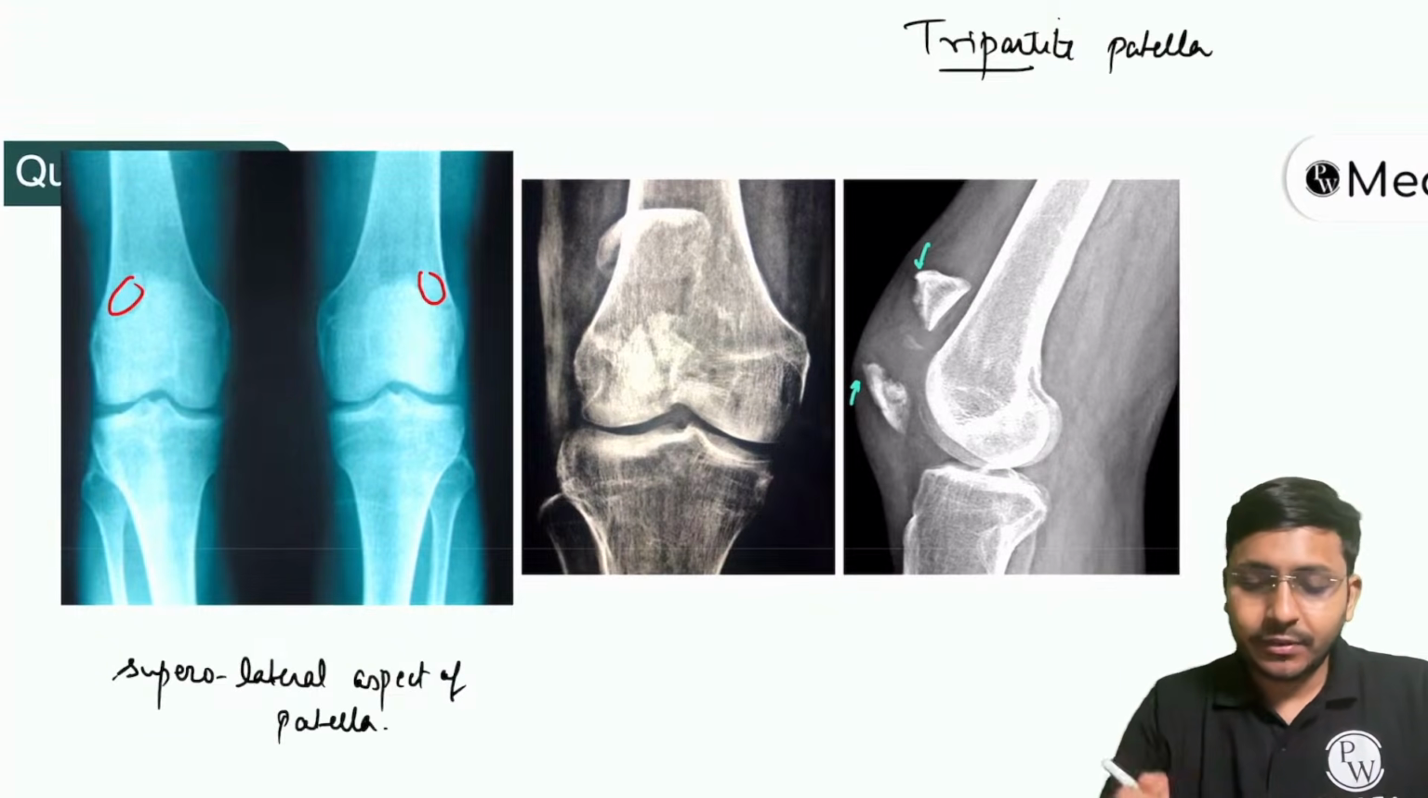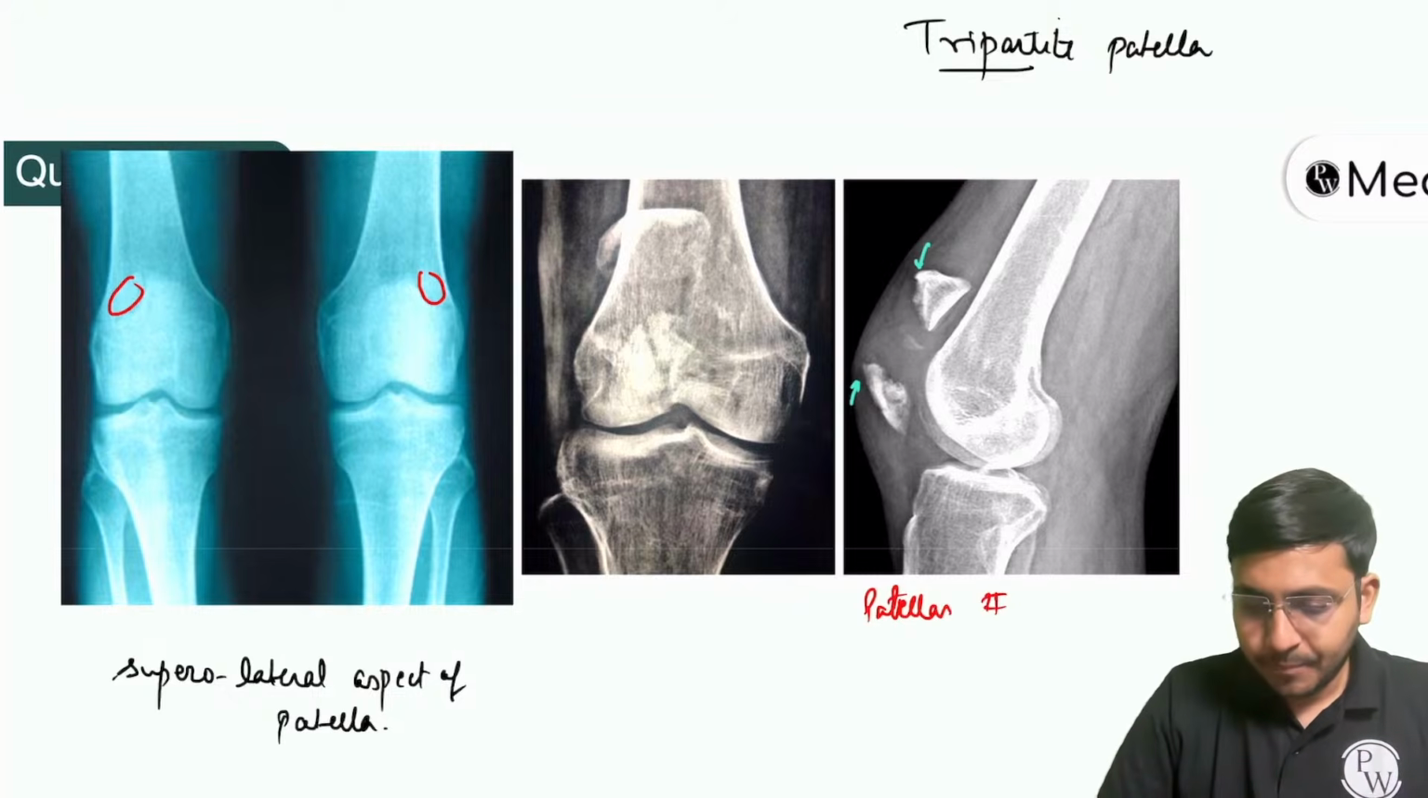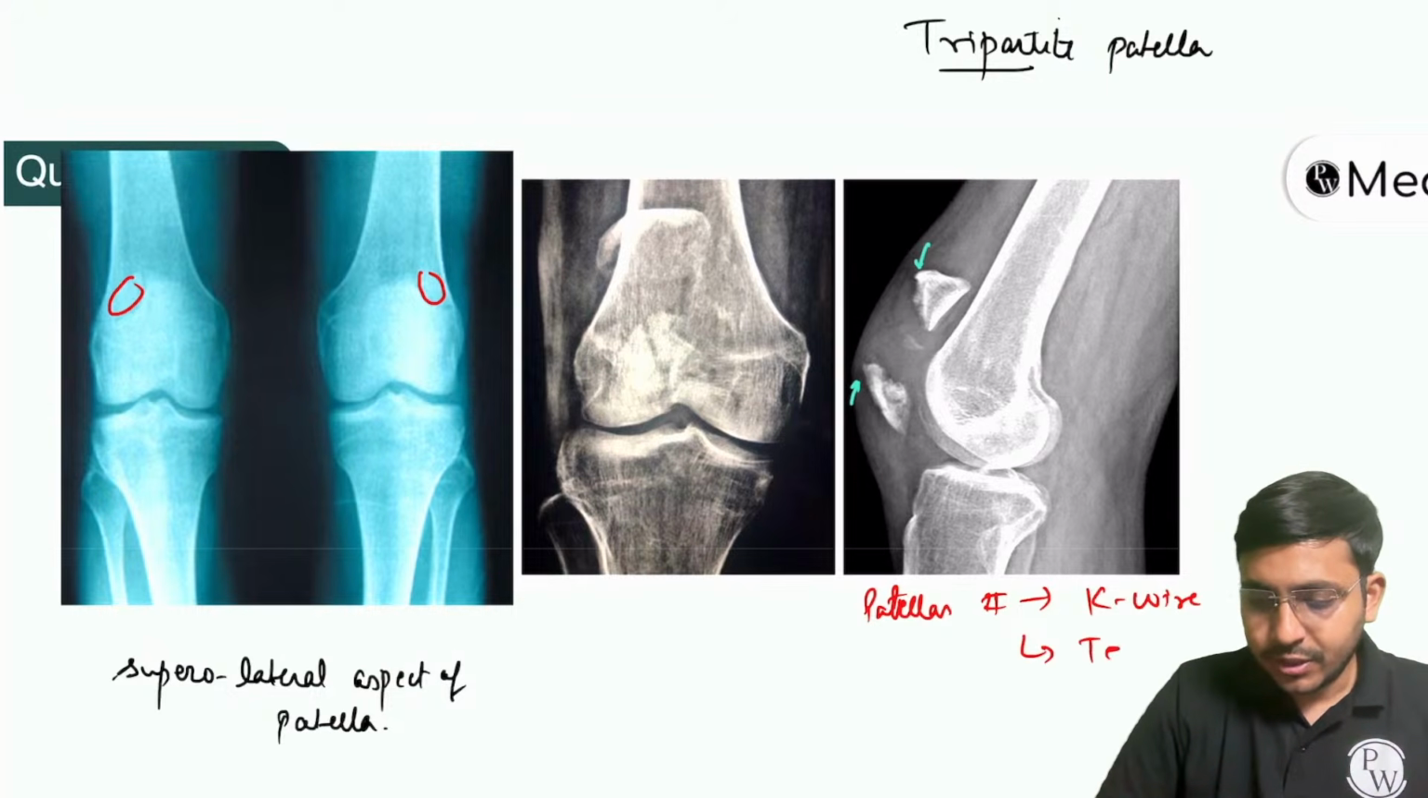Okay, so this is a fracture. This is a patellar fracture. And here you do K wires or tension band wiring.